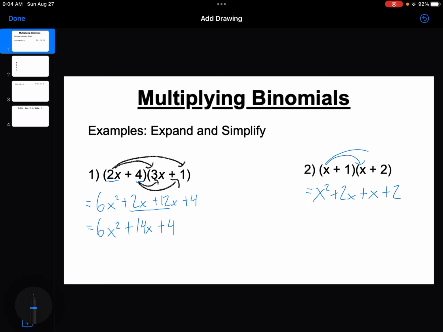So first we did x times x, and then we did x times 2. Then we did 1 times x, and then 1 times 2. And now we need to collect like terms. So we're going to get x squared plus 3x plus 2.